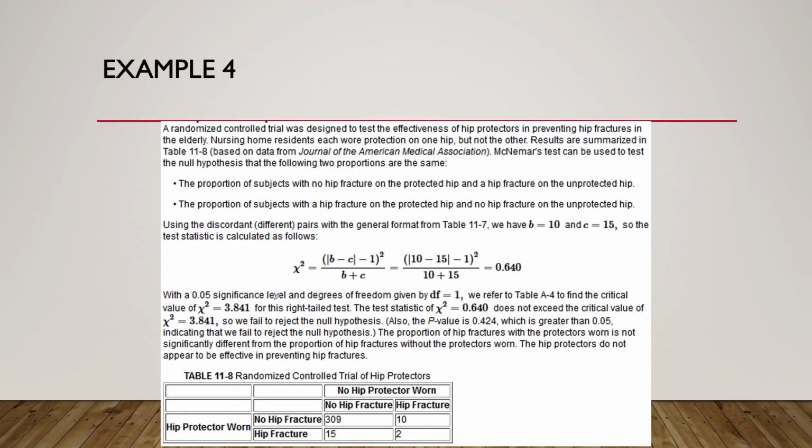With the 5% significance level and degree of freedom of 1, referring to the table in the back of the book, A4, to find the critical value of chi-squared of 3.841 for this right tail test, the test statistic of chi-squared is 0.640, which does not exceed the critical value of 3.841. So we fail to reject the null hypothesis. The p-value is also 0.424, which is greater than 5%.